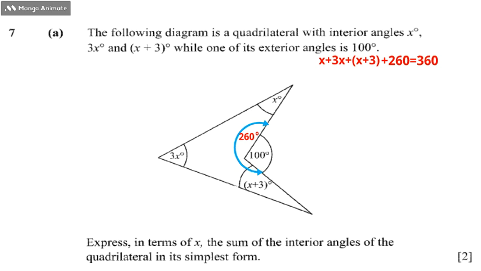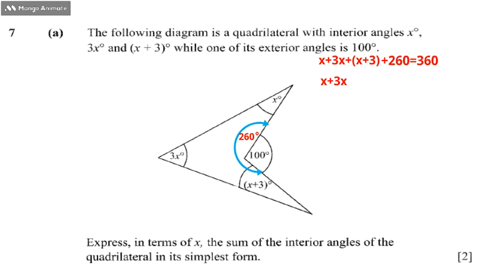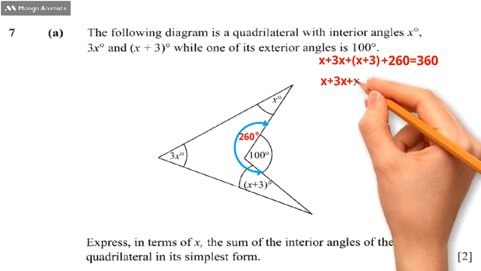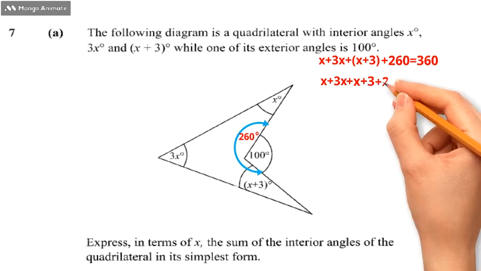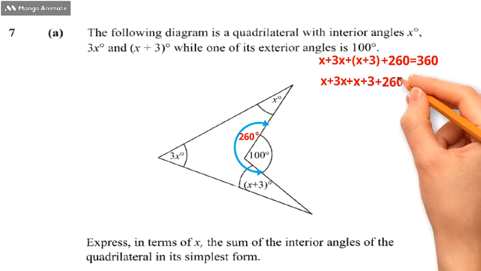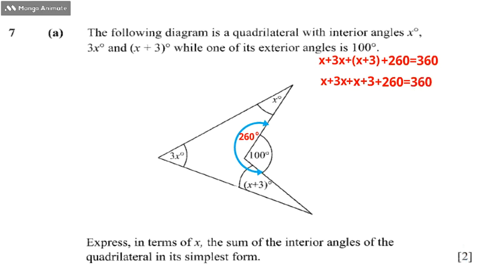Okay, now once we have written this expression, the first thing we need to do is evaluate x plus 3, the one which is in brackets. So we're going to write x plus 3x, then we evaluate that. It's more or less like we're multiplying 1 by x and 1 by 3. So 1 by x will give us x, then 1 by 3 will give us 3, plus 260 degrees, which will give us 360 degrees.